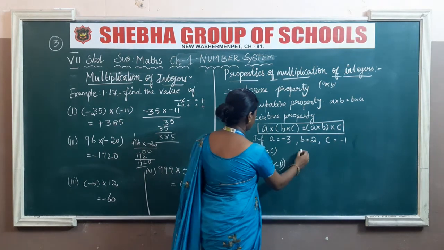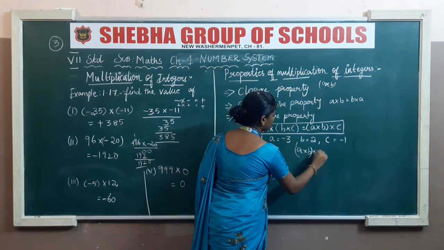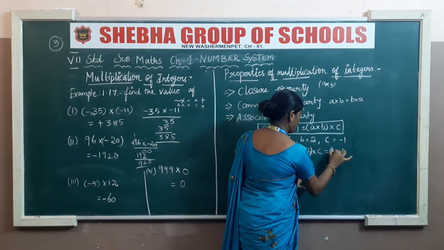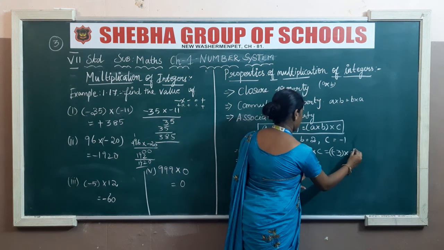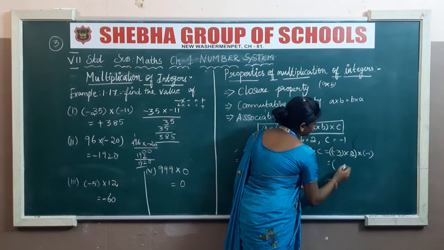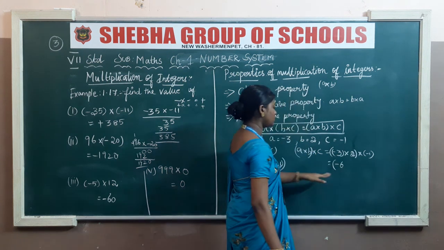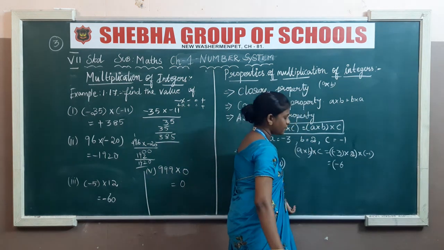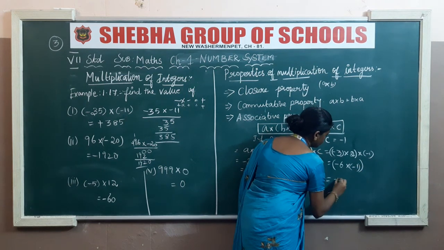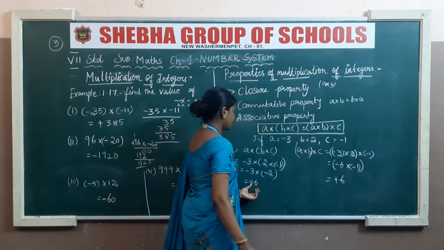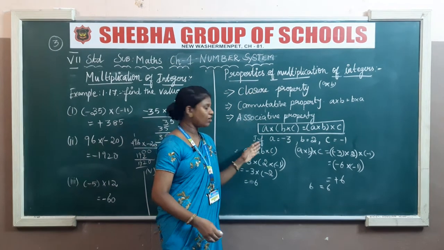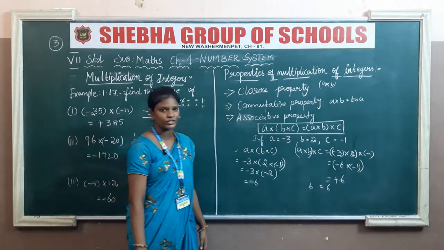And then a into b into c, we have to prove it. a value is minus 3, b value is 2, c value is minus 1. Minus 3 into 2 is 6, so we put minus 6. Minus 6 into minus 1: minus into minus should be plus, 6 ones are 6. This 6 and this 6 are equal. Associative property is always satisfied in multiplication.